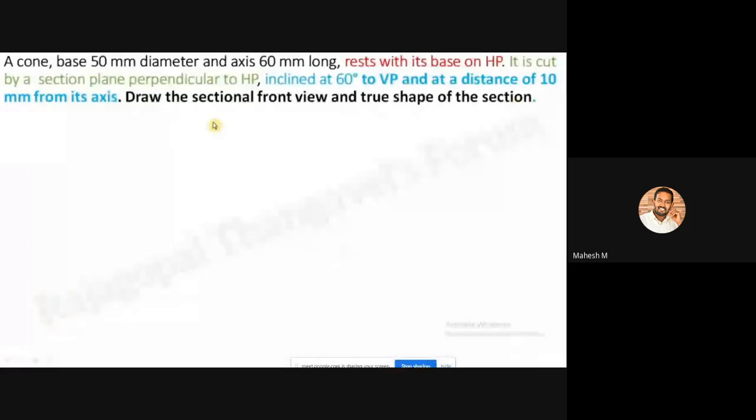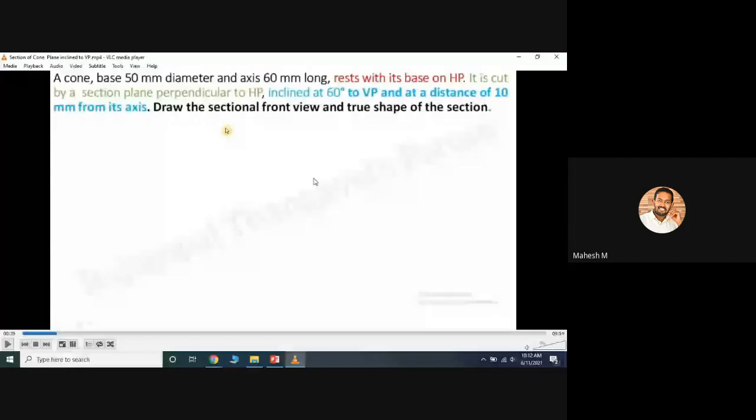So I think you are not able to see my cursor. Please, just a minute.